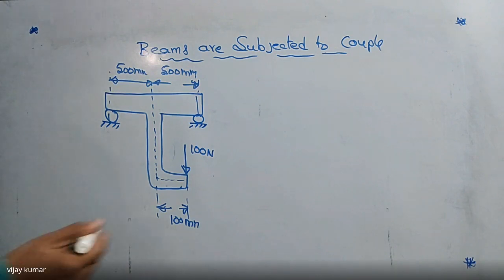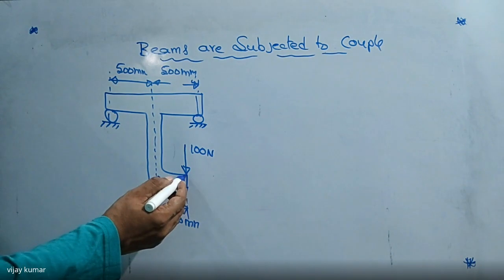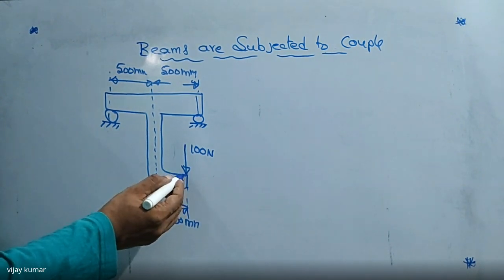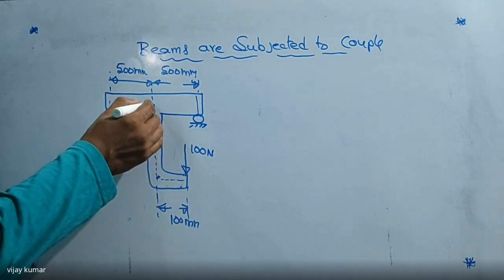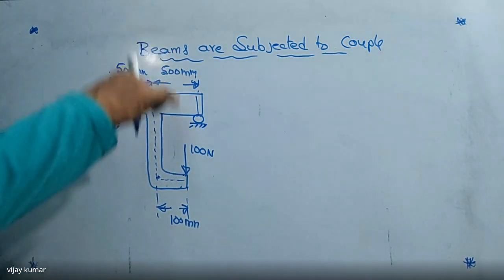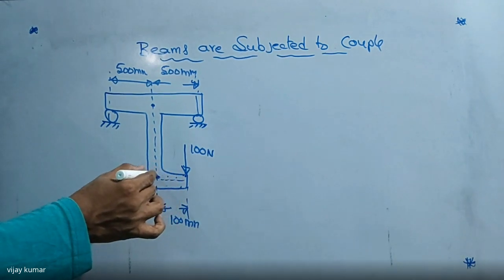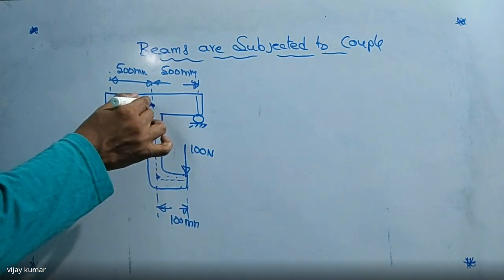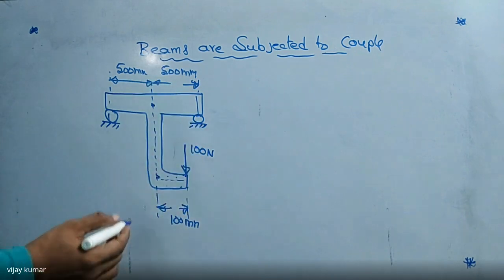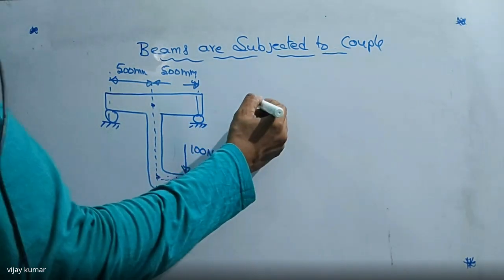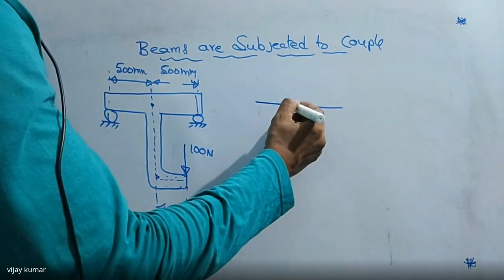In such cases, first of all, when the load is acting at this point, the load will also act at this point. It will transfer from this point to this point. That means this load will act at this point also. So I'm going to indicate it here like this. See this one.